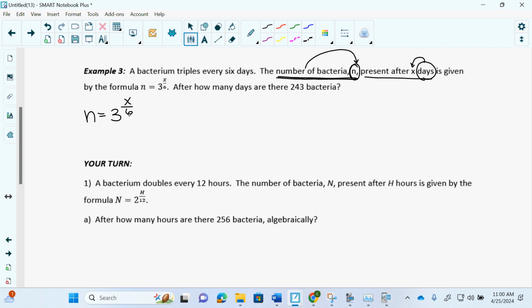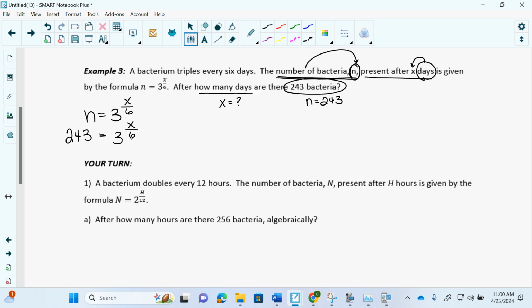Let's see what they gave me. After how many days, so do they want me to find x or n? How many days? X. Are there 243 bacteria? What did they give me? N. So now I have 243 equals 3 to the x over 6. Is that true?